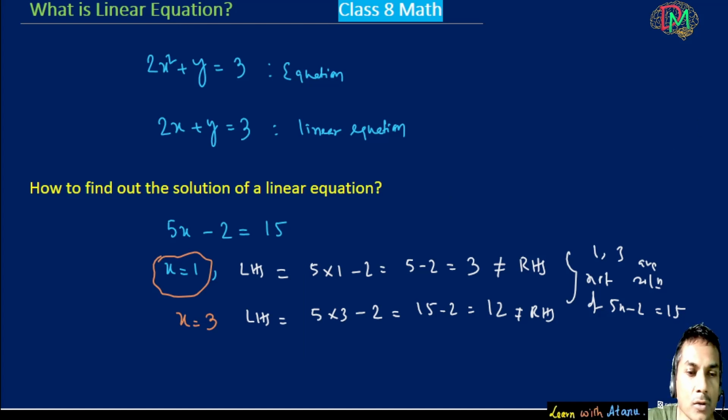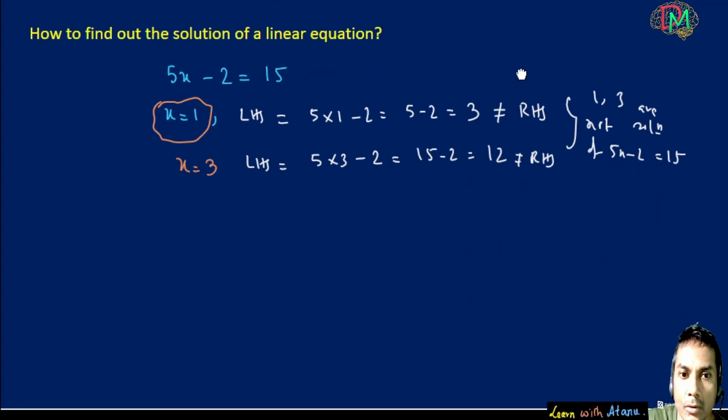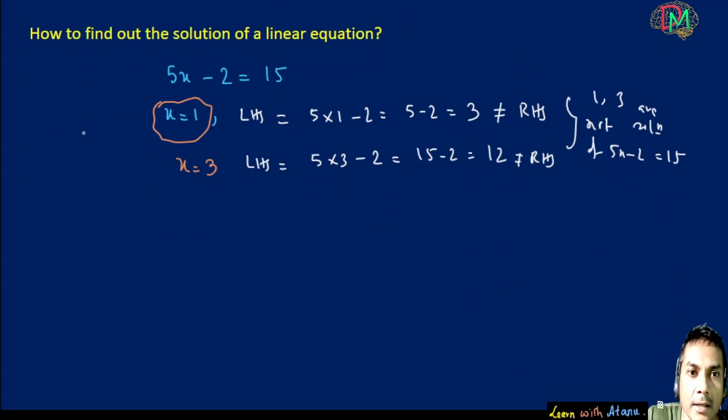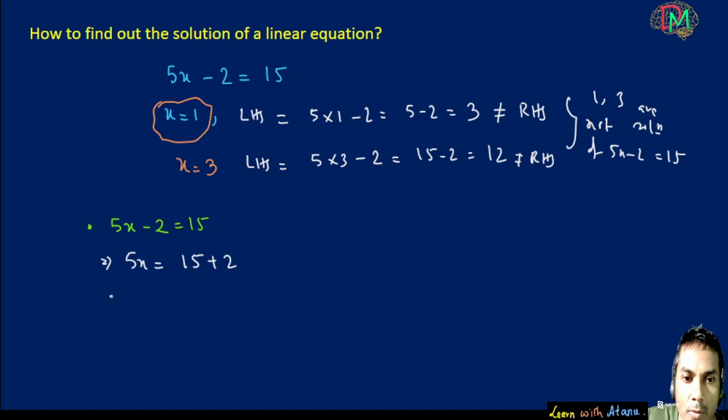So we have to follow some method. Here we learn how you can do that. You can try on the same question, that is 5x minus 2 is equal to 15, and here we can do that 5x is equal to 15 plus 2. Okay, so it will be what? x will be 17 by 5.